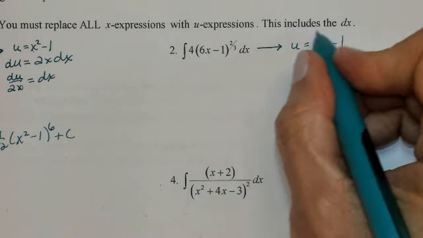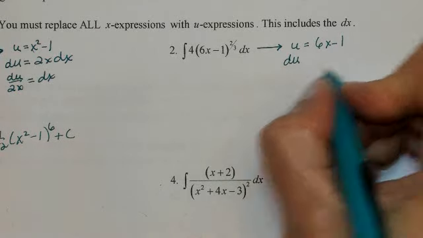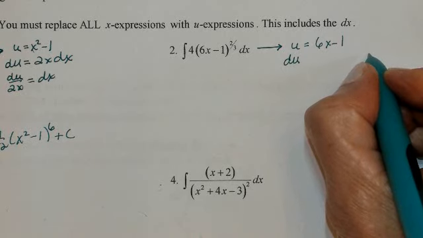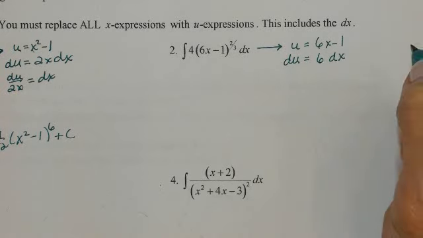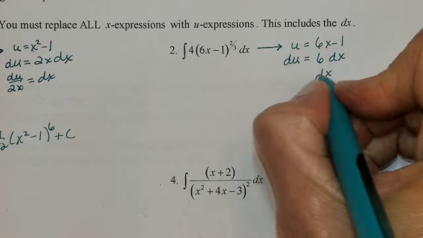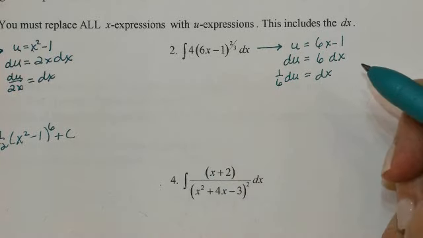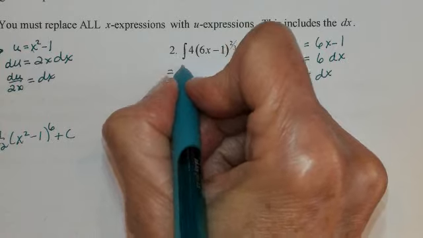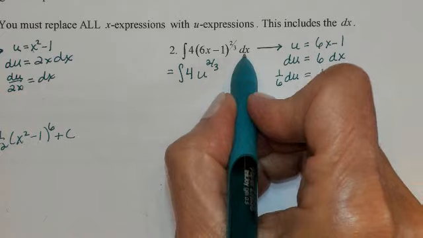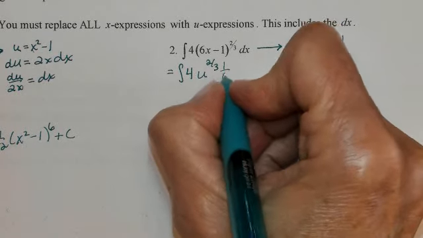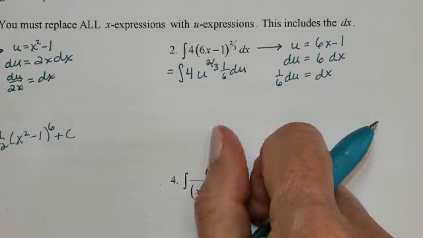So we're going to come over here, take the derivative of both sides. This would be du dx, but I'm just multiplying, the dx is going to come over here on this side. So this is equal to 6 dx. So dx is equal to 1/6 du, or you could call that du over 6, either way. So let's substitute everything in. The 4 stays a 4. This will be u to the 2/3. And in place of dx, I'm putting 1/6 du. As soon as you have no x's left, you know you're good to go.